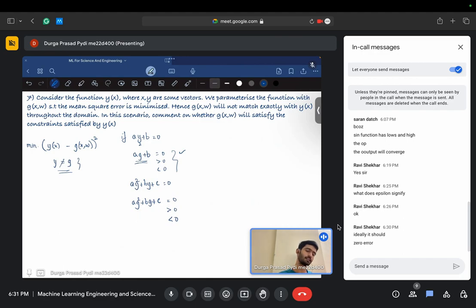No, I'm saying the error is not 0. You are training the model, but your error is not 0. You cannot assume that y will be equal to g, which can or cannot happen depending on the type of model you have chosen. If your model has high bias, then this particular quantity is going to be some definite positive value. It's not going to be 0 if your model is biased.